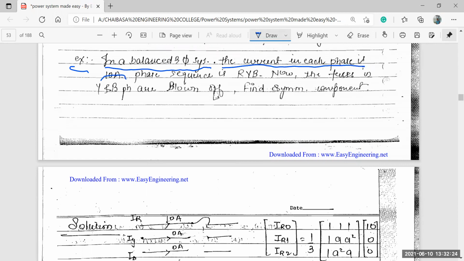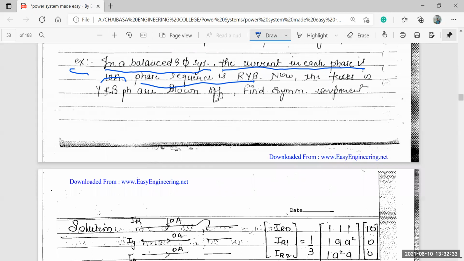Okay, now the phase sequence is RYB. This is the phase sequence they have given, and each phase carries 10 ampere current. Now for the other segment, they have provided the unbalanced category.